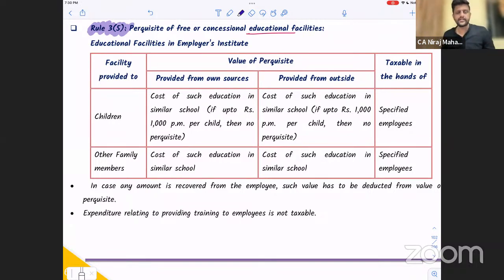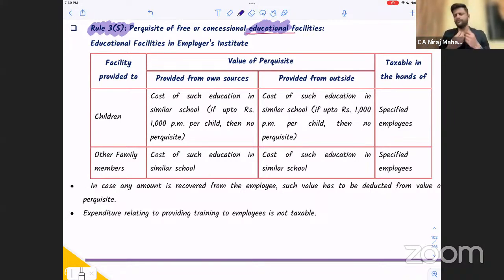Chalo. Educational facilities in employer's institute. First of all, what is the benefit given to the employee? Education. You are saying, sir, he's an employee and then doing education also. Maybe or may not be. May not be actually, because generally he is hired or working full time. So something can be sponsored for the employee, that is one thing, but majorly for his family members. So majorly, for family members of the employee, educational facilities are provided.